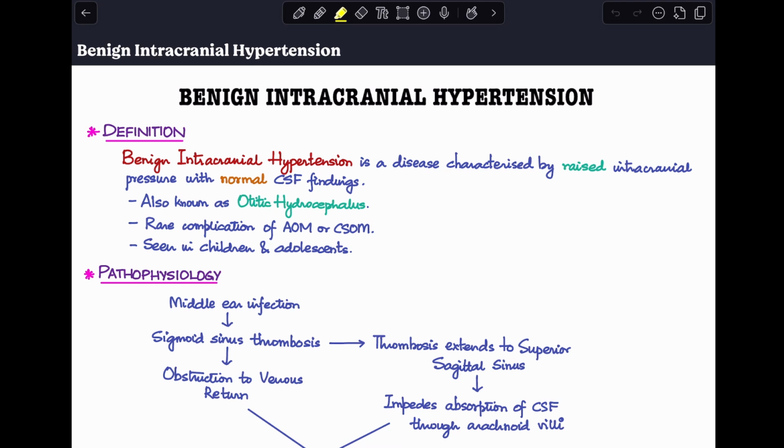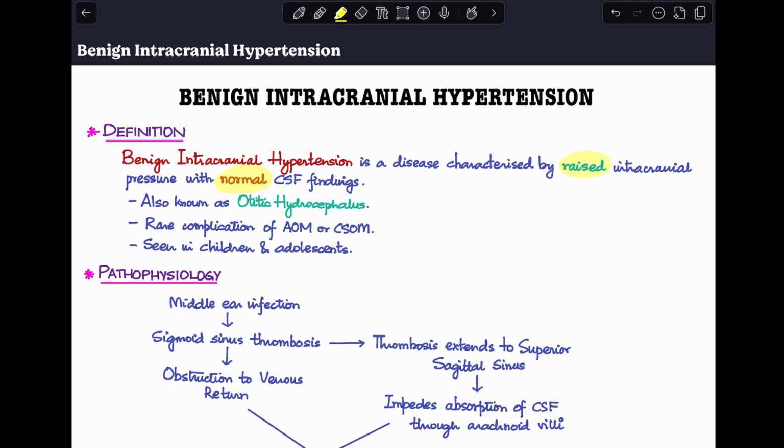It is a disease which is characterized by, as the name already suggests here, a raised intracranial pressure in the presence of normal CSF findings. This disease is also known as otitic hydrocephalus, and it is a rare complication of acute otitis media and chronic otitis media. This is seen in children and adolescents.